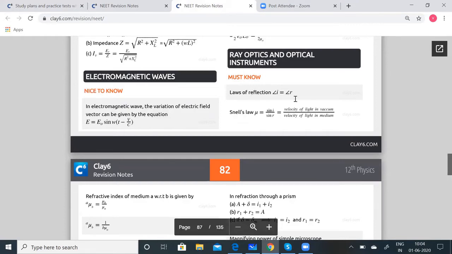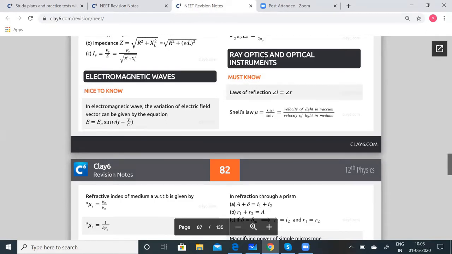So ray optics and optical instruments, the first chapter. The laws of reflection, you know, angle I is equal to angle R. Now, ray optics deals with the rays. It is more of a geometrical form, you can say. Instead of a wave form, it is more of a rectilinear propagation of light. You can say that light travels in straight lines. The optics which deals with this rectilinear propagation is called ray optics. And based on this, the optical instruments like telescopes and microscopes are made.